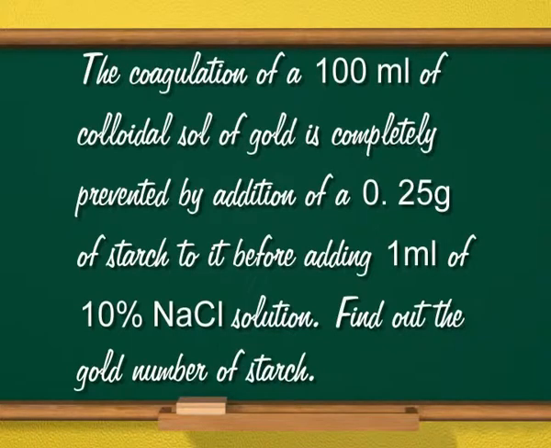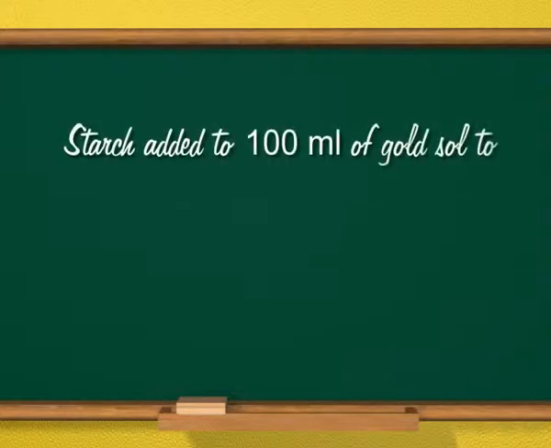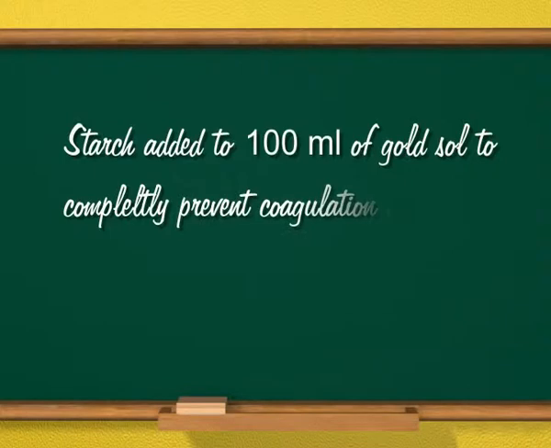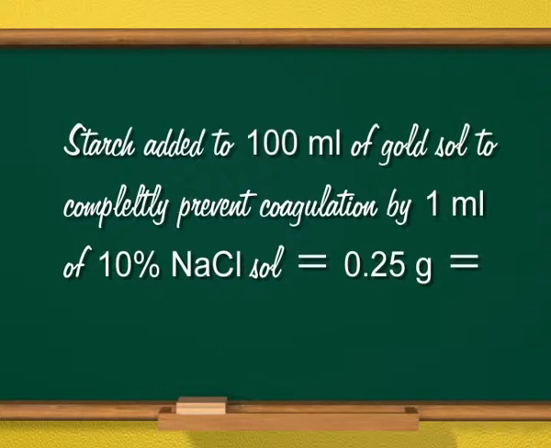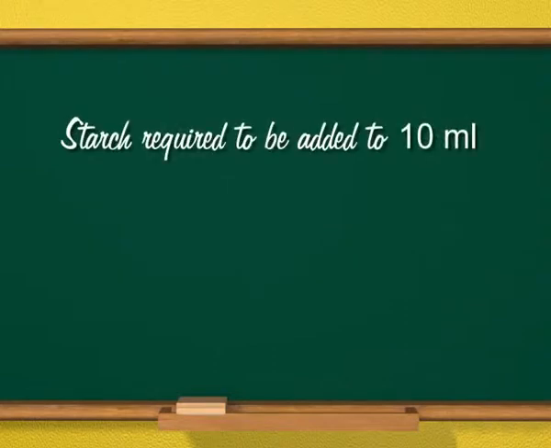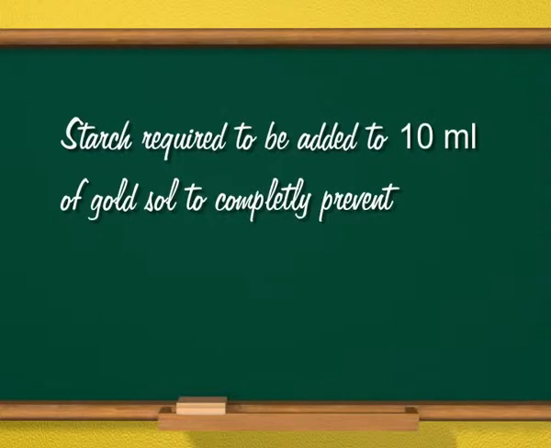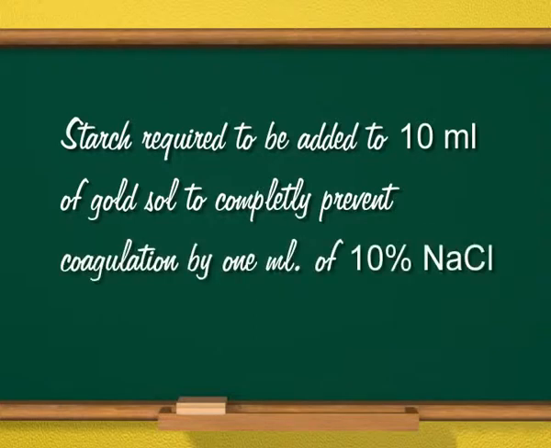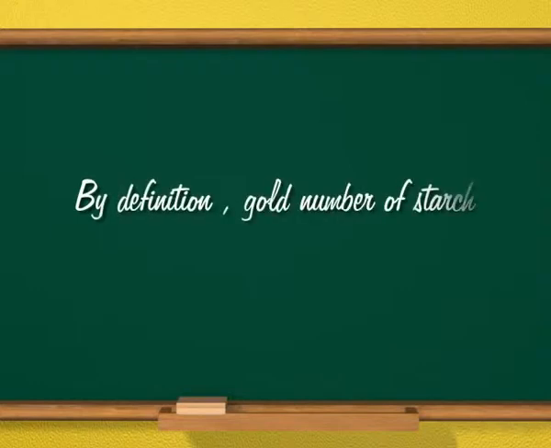Now, let us try to find out the solution for this. Starch added to 100 milliliter of gold sol to completely prevent coagulation by 1 milliliter of 10% NaCl sol is equal to 0.25 grams, which is equal to 250 milligram. Starch required to be added to 10 milliliter of gold sol to completely prevent coagulation by 1 milliliter of 10% NaCl sol is equal to 25 milligram. By definition, gold number of starch is equal to 25.